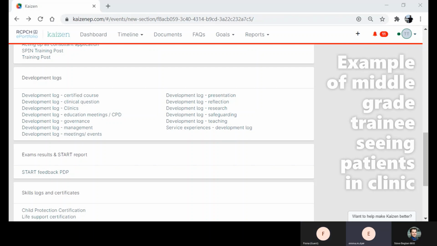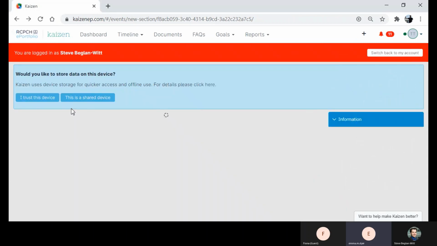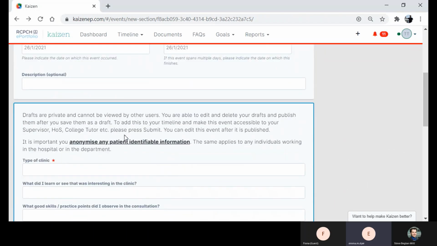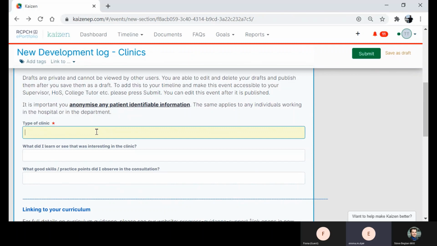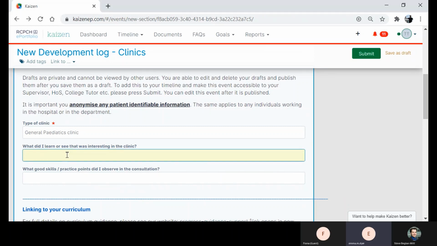If we take an example, this will be easier to see. A middle grade trainee is seeing patients in clinic and sees a complex patient who has a background of seizures, developmental delay and cerebral palsy. During the consultation, the parents mentioned that the child is having some unusual movements and that these have been increasing in frequency over the last few weeks.